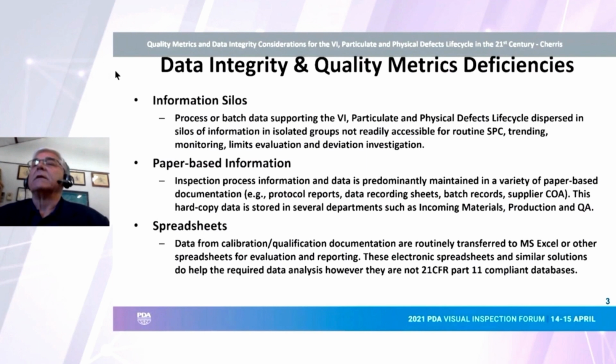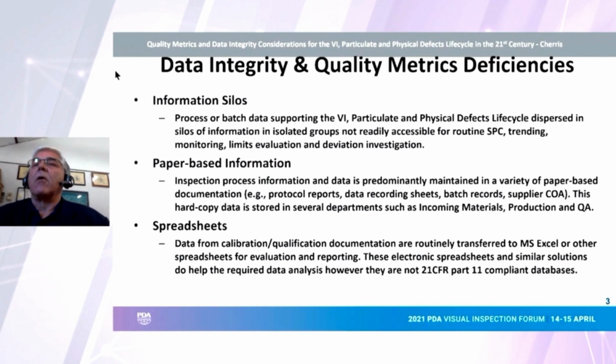Information process is stored permanently in paper-based documentation: protocols, reports, data recording sheets, batch records, supplier C of As. This hard copy data is stored in several departments such as incoming materials, production, and QA. Very difficult to really get your hands on this information to do any kind of routine SPC work.